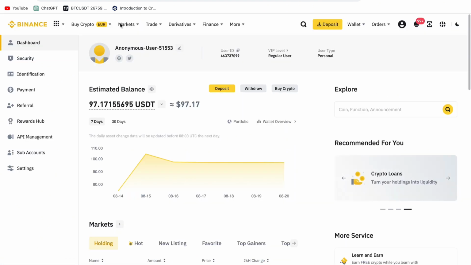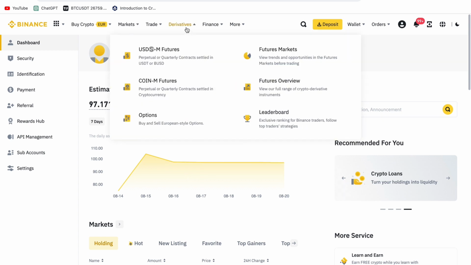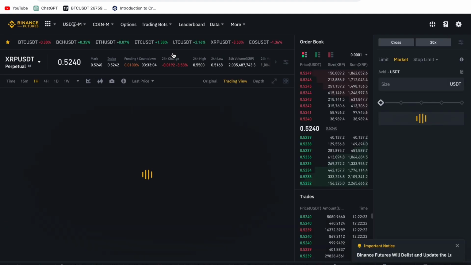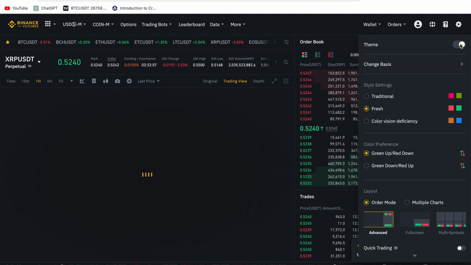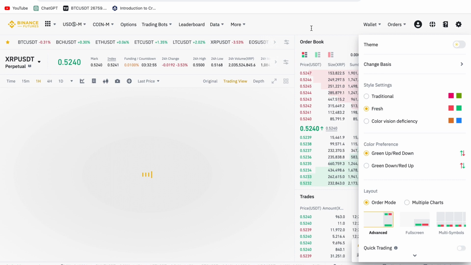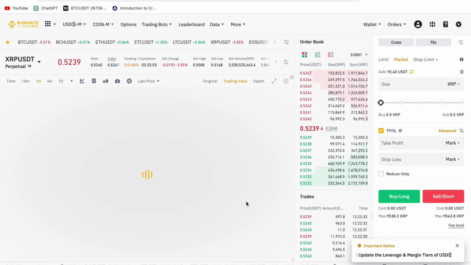So right now I'm on my Binance dashboard. I'll click on the derivatives, then I'll click on USDT and futures. So when you click on USDT and futures, I'm going to help you guys draw the horizontal lines and also just some basic things that you might be encountering on your chart. Okay, so let me make it white background, that is okay for now.